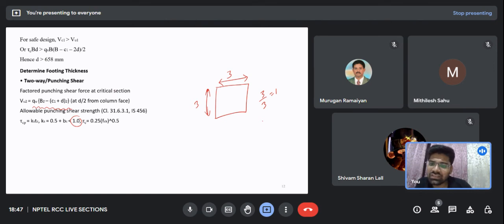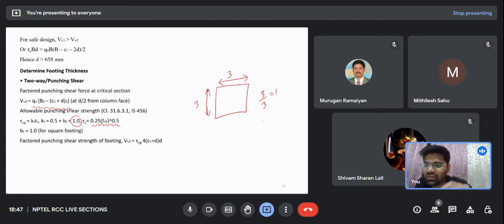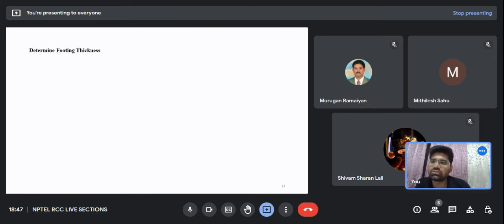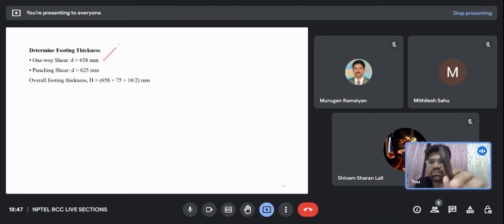Now I will find the shear resistance in two-way shear. This shear resistance will come out to be 0.25 root of fck, and beta I'm restricting to 1. Now I will again use that inequality: the shear resistance should be greater than the shear force in case of two-way shear also. So here I'm getting D as 625. In one-way shear I'm getting D as 658, in two-way shear I'm getting D as 625. So the greater of these two would be used. So I'm using 658.